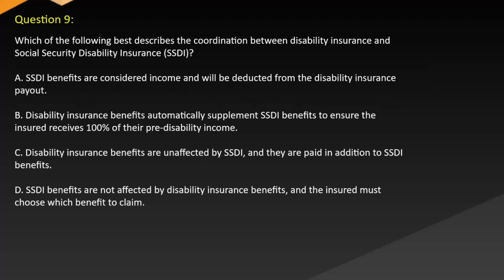Question 9. Which of the following best describes the coordination between disability insurance and Social Security disability insurance (SSDI)? A. SSDI benefits are considered income and will be deducted from the disability insurance payout. B. Disability insurance benefits automatically supplement SSDI benefits to ensure the insured receives 100% of their pre-disability income. C. Disability insurance benefits are unaffected by SSDI and they are paid in addition to SSDI benefits. D. SSDI benefits are not affected by disability insurance benefits and the insured must choose which benefit to claim.